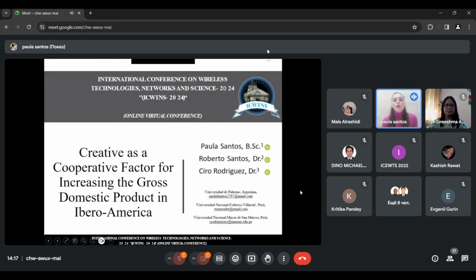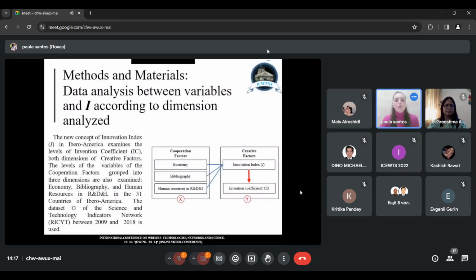I'm going to start. The paper is called Creativity as a Cooperative Factor for Increasing the Gross Domestic Product in Ibero-America. The authors are Paula Santos, who's speaking right now, Dr. Roberto Santos, and Dr. Ciro Rodriguez. Well, we're going to start with the methods and materials.